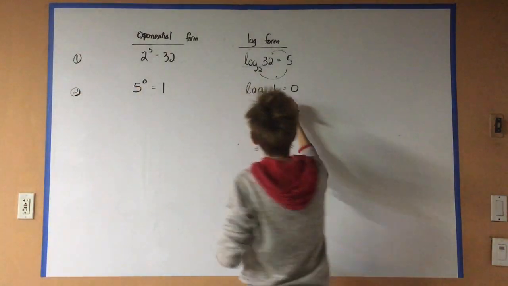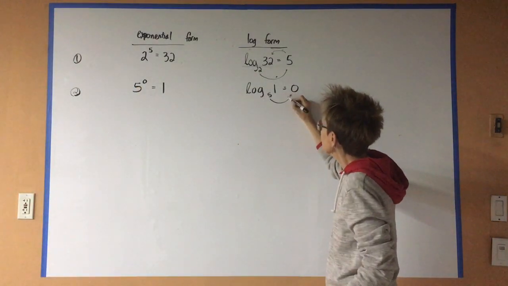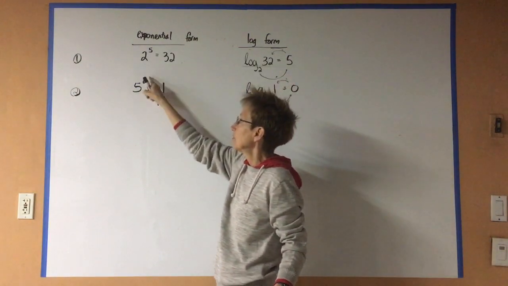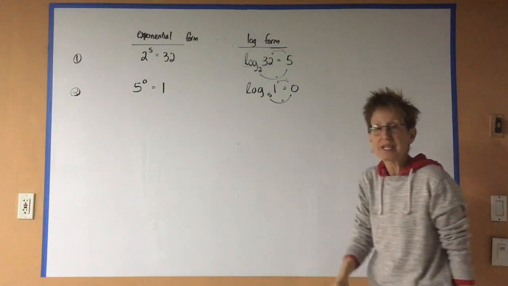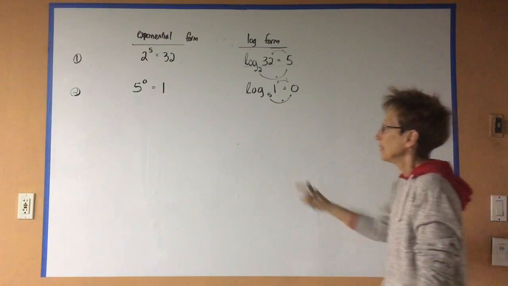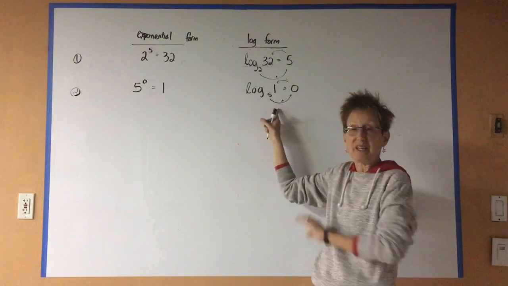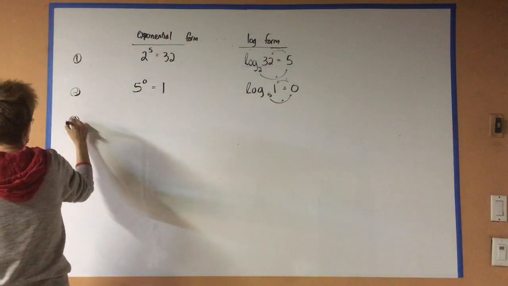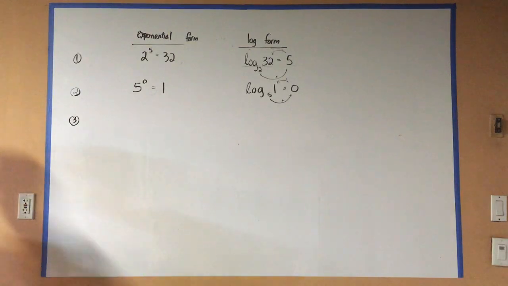But in terms of the little circle, just think about this. 5 to the power of 0 has to equal 1. 5 to the power of 0 equals 1. Is that a true statement? Yes, it is. So because that's true, I know this is true even without checking it on my calculator.